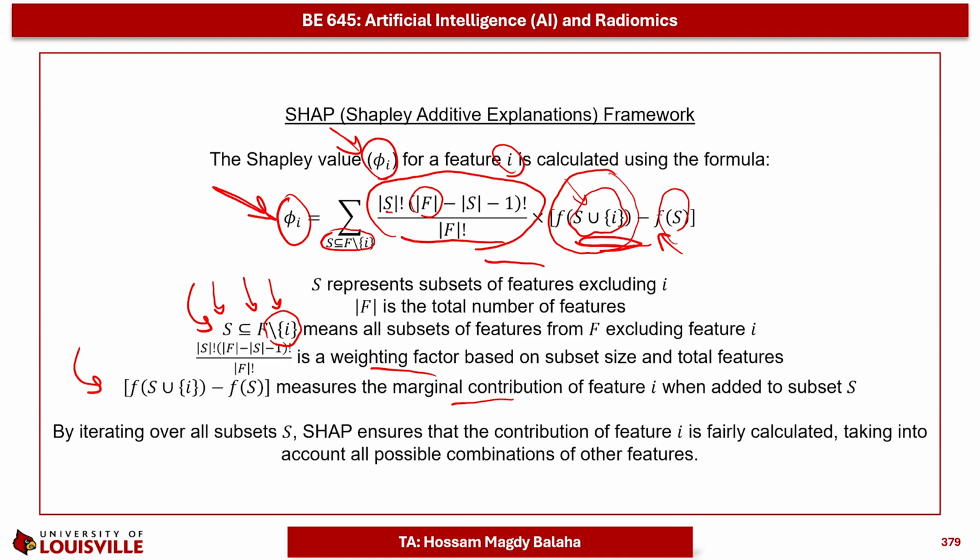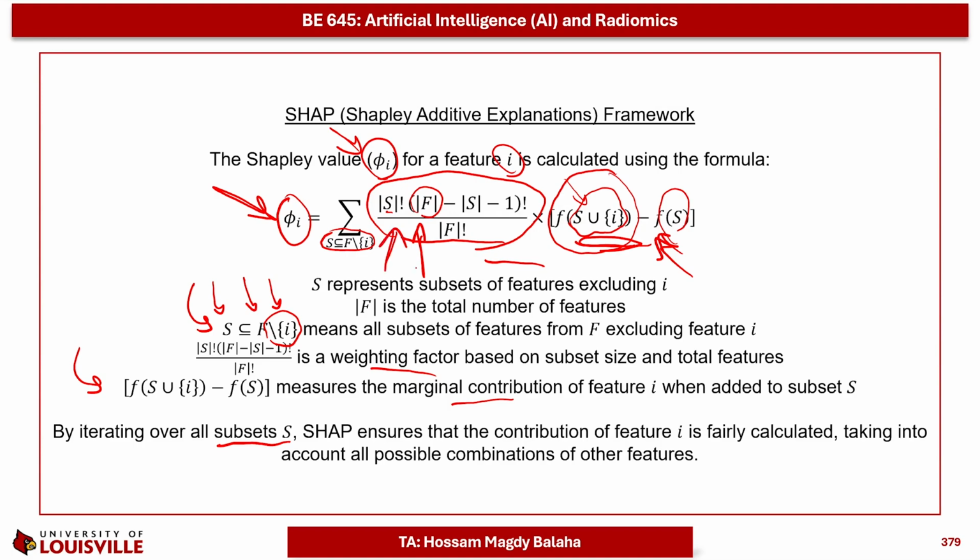We have a summation, and this means we have a loop, and S here means a specific subset in each iteration. So we need to iterate over all the subsets S. So we have different subsets, and this reflects the different combinations of the features, excluding the feature i. And in each iteration, we are calculating the weighting factor, which is here, and the marginal contribution, which is here.